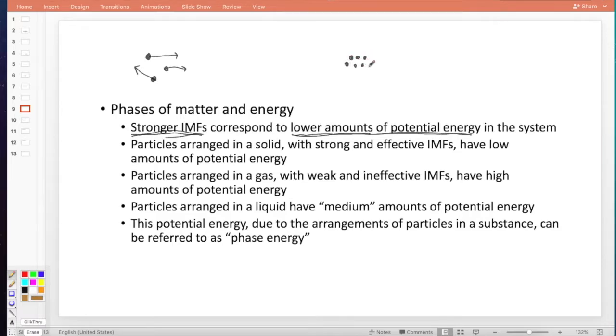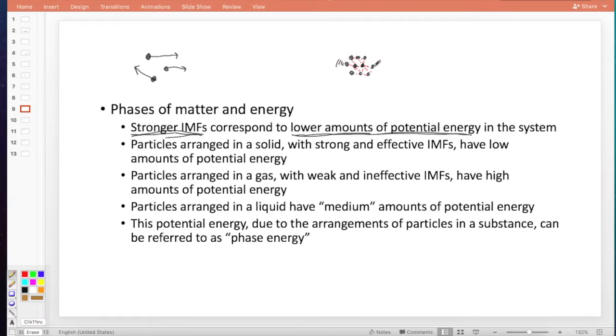It turns out that if you have a system like this, which represents, what phase of matter do you think this represents? That's a solid. Why? Because the particles have a patterned arrangement. They're locked into place. What am I drawing right now? These are the intermolecular forces locking those particles into place. And the particles are just vibrating.